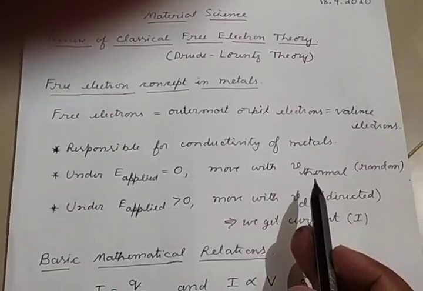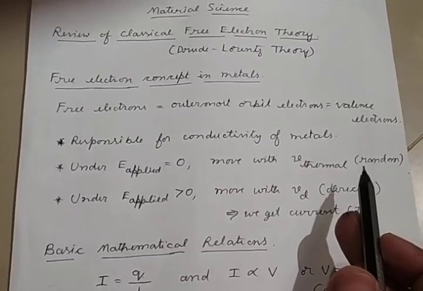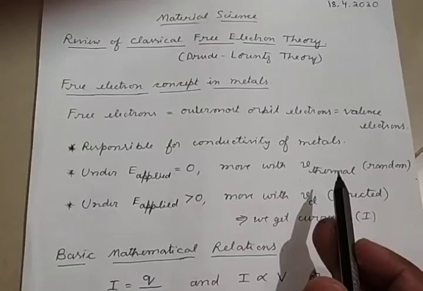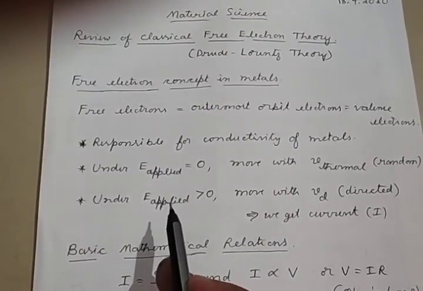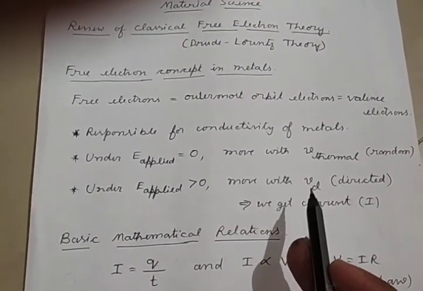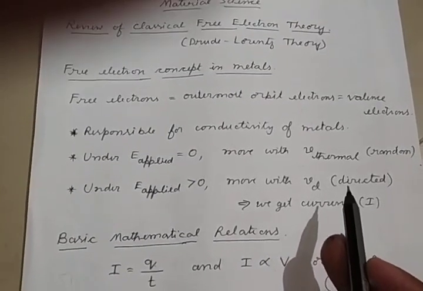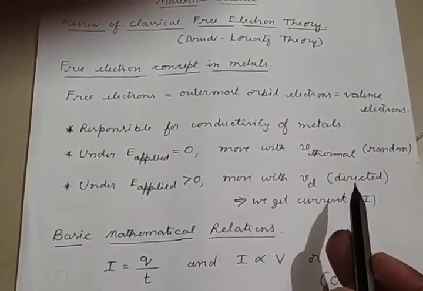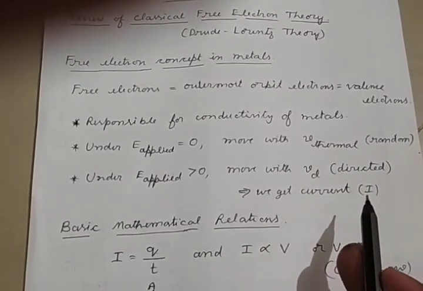We have to note here that this thermal velocity is random in nature, that is, it will be moving in zigzag directions. Therefore it will not contribute to the current in the wire. Now if we apply the field to the wire, you find that the electrons now move with a velocity called the drift velocity, which I will denote as Vd. This drift velocity is a directed one, that is, it is moving in one particular direction from higher potential to lower potential. So here we therefore get current, which I call I.